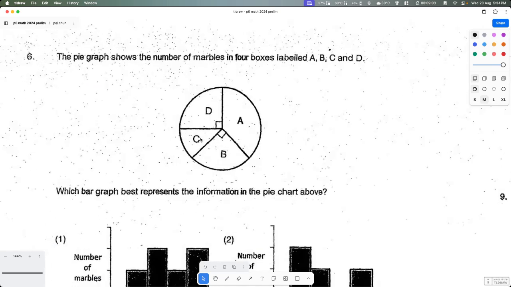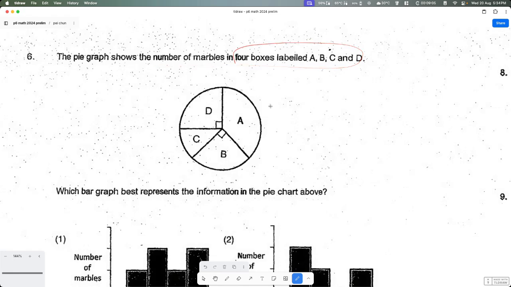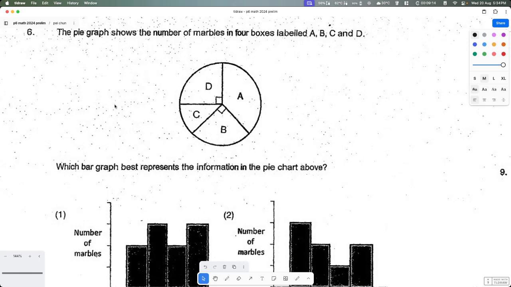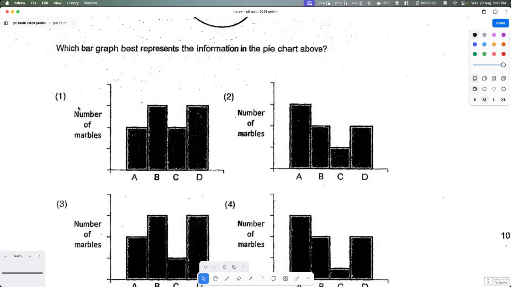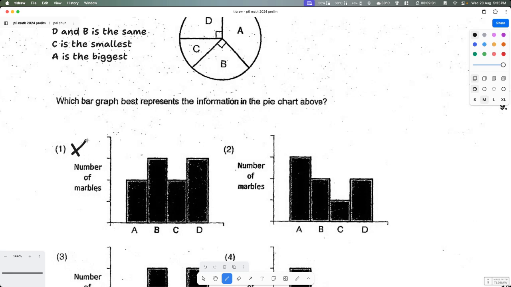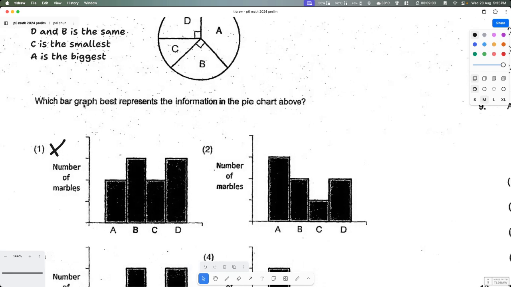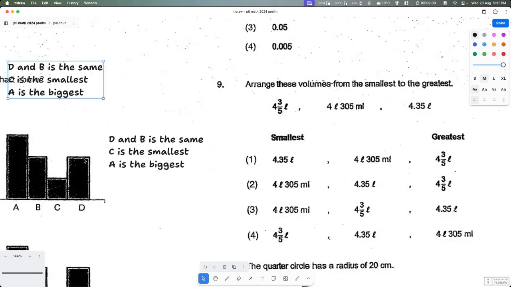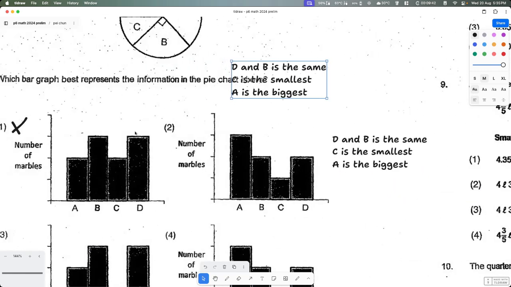All right, so the pie graph shows the number of marbles in 4 boxes labeled A, B, C, and D. Which bar graph best represents the information in the pie chart? So we know that D and B is the same, C is the smallest, and A is the biggest. Okay, so let's go to each individual one. So in this case, 1 is not it. So X for 1. 2, yes, 2 is correct. B and C, yep. Okay, so let me just put this on top of each.